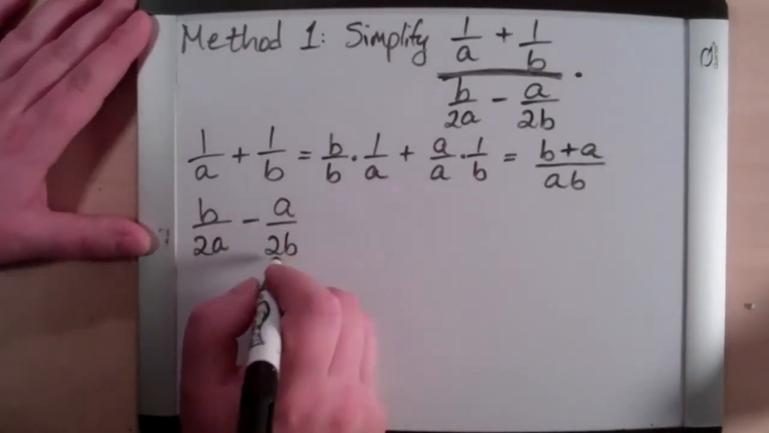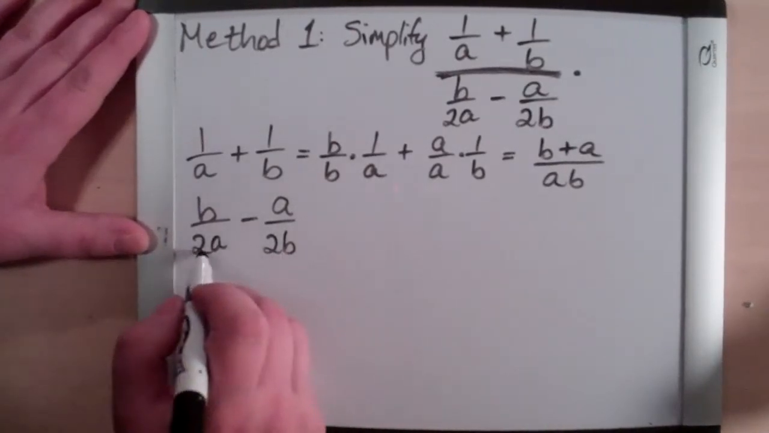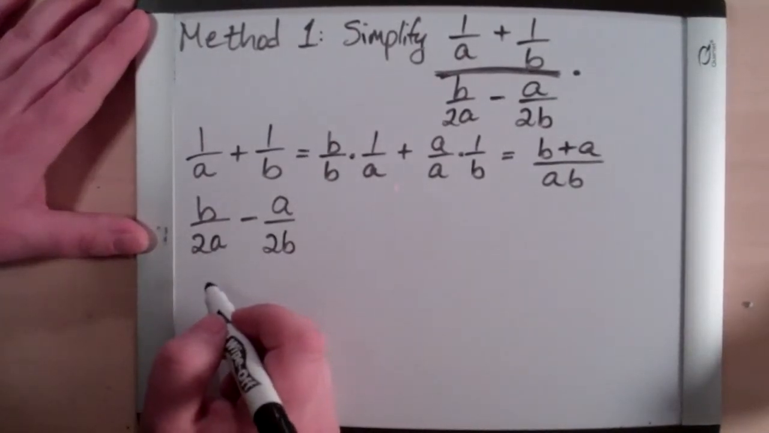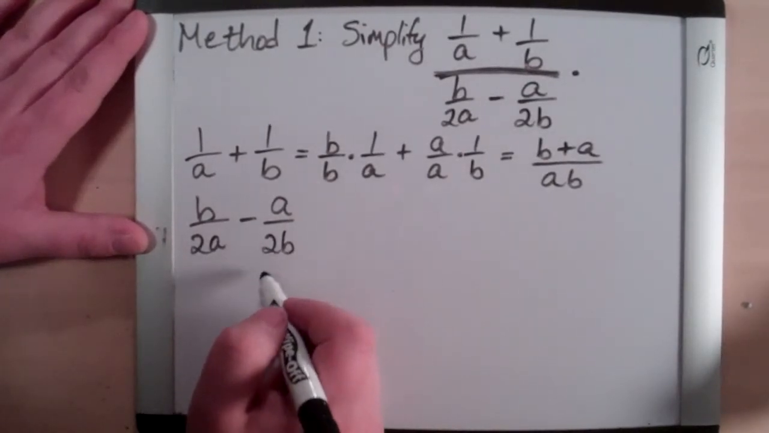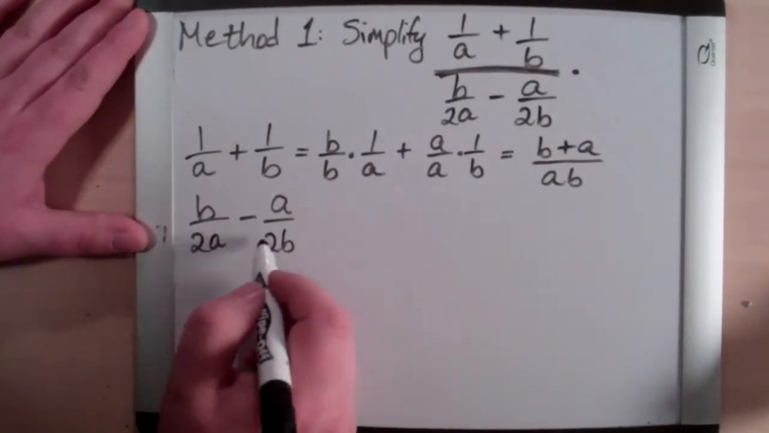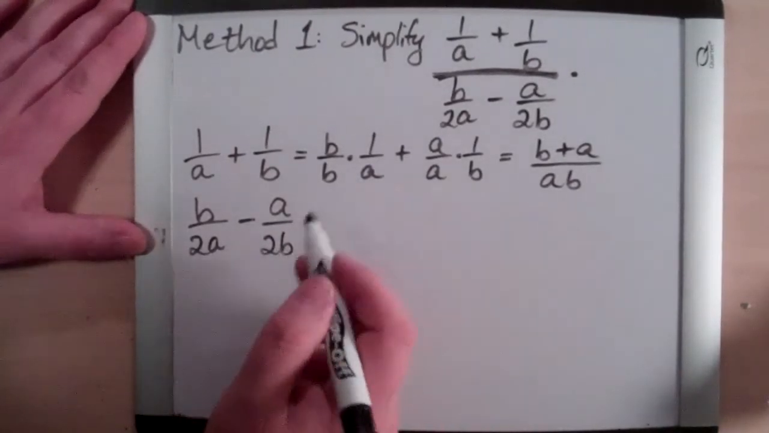Now I'll work on the second fraction. So I have b over 2a minus a over 2b. And I have a similar problem, but here I can use the idea of least common denominators. If I inspect these two denominators, I see that I have a 2, I have an a, I have another 2, I have a b. So I have 2's in both denominators.